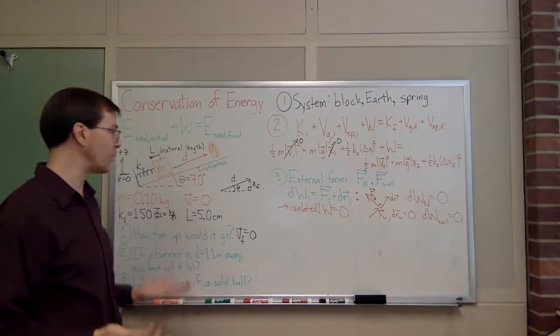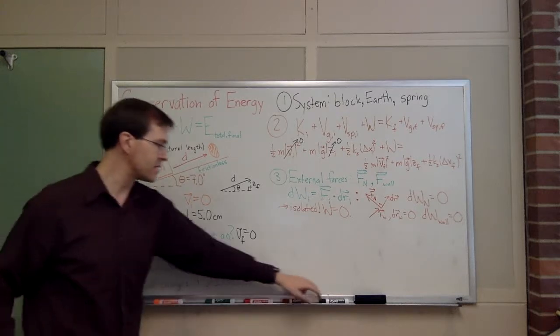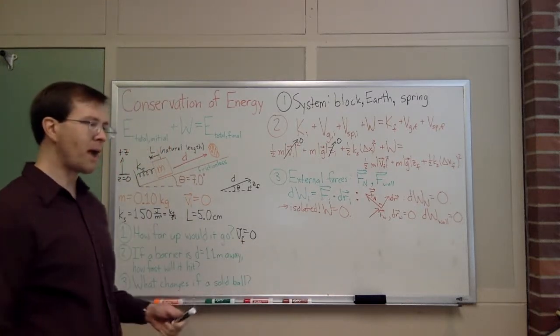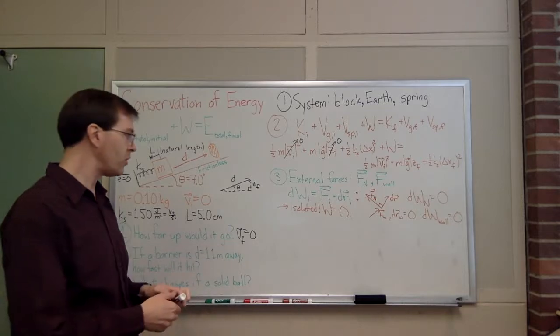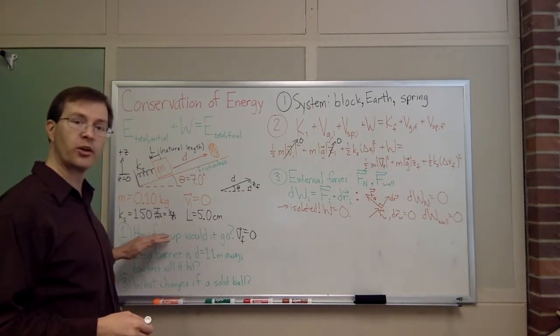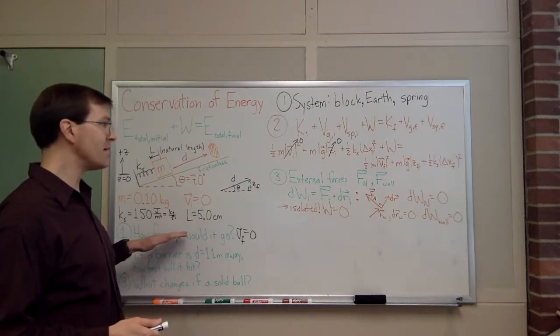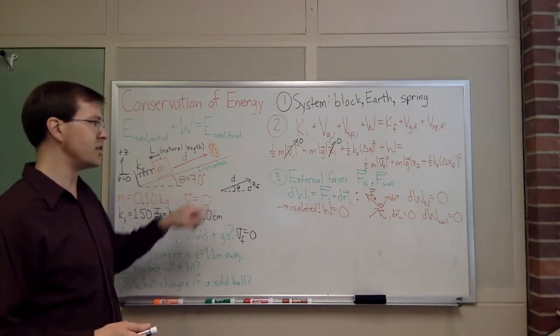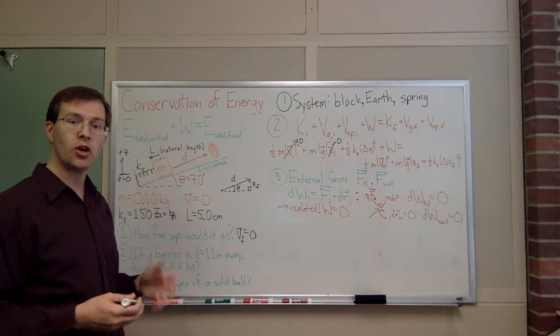How do I solve differently? What changes in this case? Well, this time I can't say v final equals 0 because that was only true for the first question, how far would it go without a barrier? This time the different point is d is known. That distance d is a known thing.